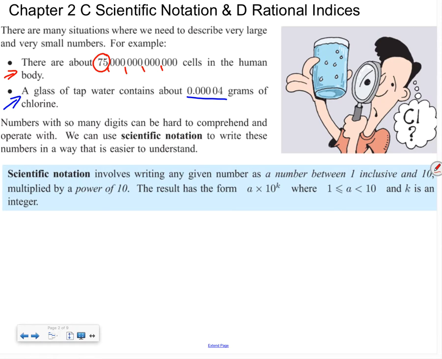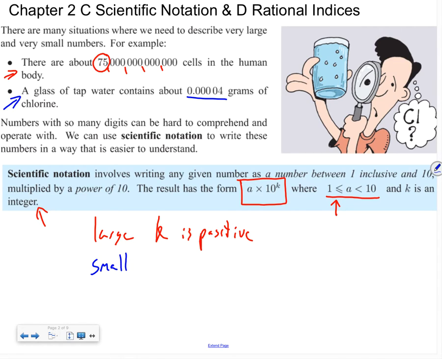Okay, so scientific notation should always be of the form a times 10 to the k, where a must be a number between 1 and 10. It could be 1 inclusive, but it shouldn't be larger than 10. And k is always an integer. When it's a very large number, k is positive. And when it's a very small number, like the number of grams of chlorine in a glass of water, k is negative. And we'll look at some examples with that.